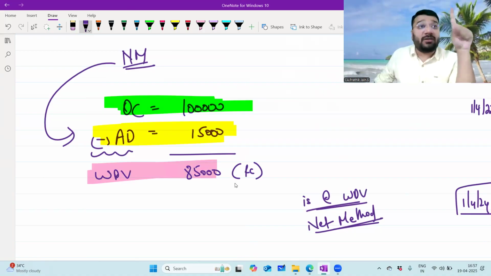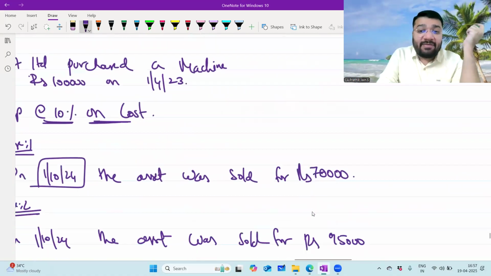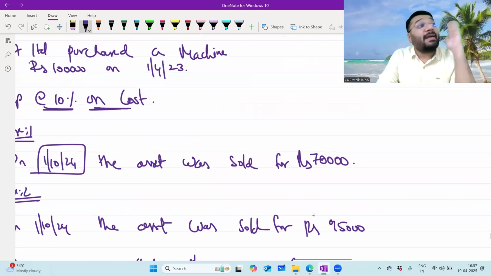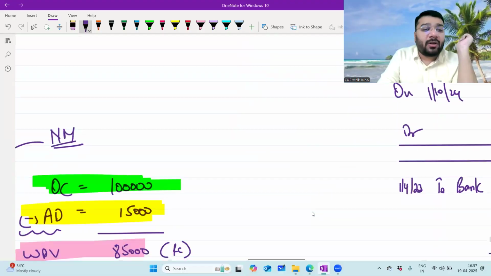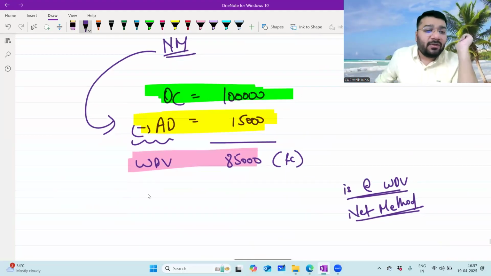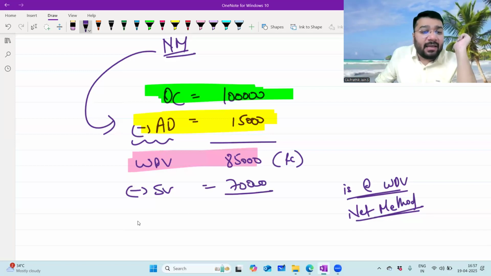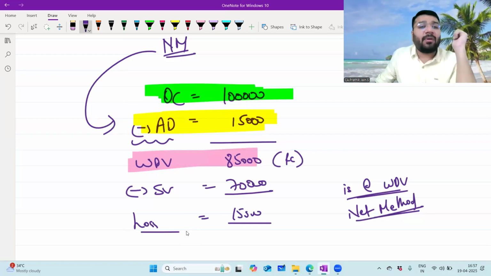This 85,000 worth of asset, you have sold it for 70,000 rupees only. Did you sell at profit or loss? Loss. You sold at a loss of 15,000. So 85,000 minus sale value of 70,000, I'm getting a loss of 15,000 rupees. Any problem? Am I loud and clear?